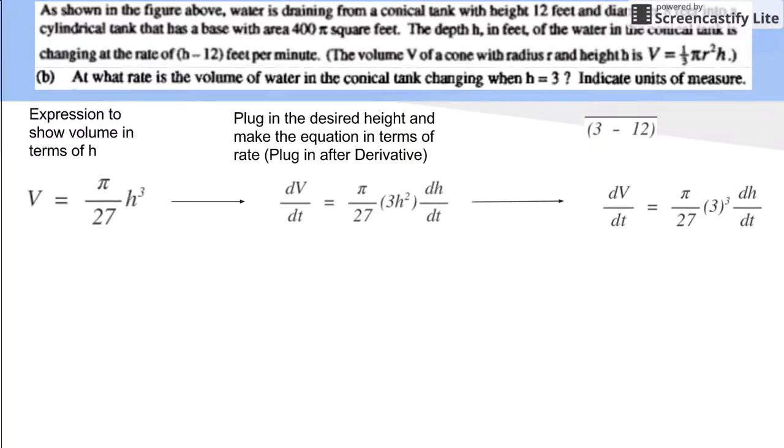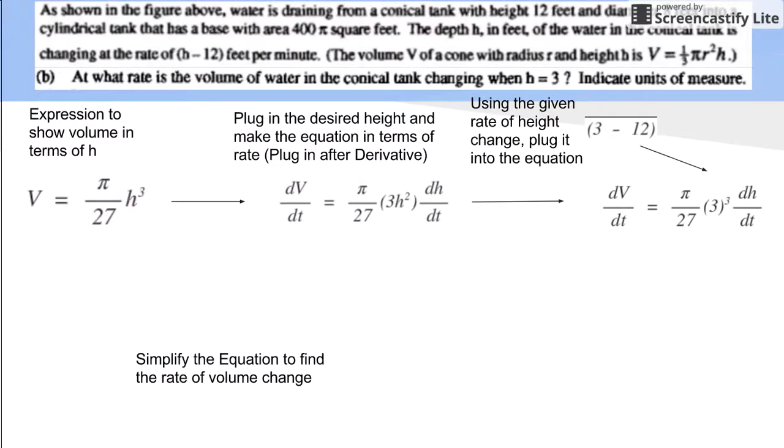Next, we're able to take the rate from the problem, h minus 12, which we know is the rate at which the depth h in feet of the water in the conical tank is changing. And then we can have our height, which is equal to 3, plugged into that. So we know 3 minus 12 is equal to the rate at which the depth of the water is changing. So now we're able to take this expression and plug it into the equation for dh over dt.